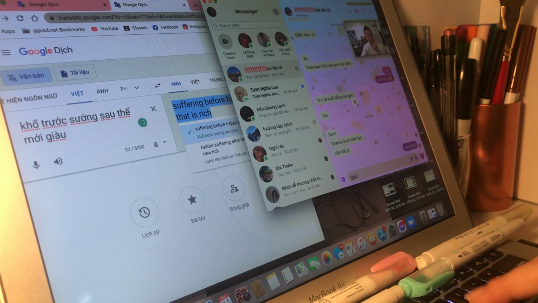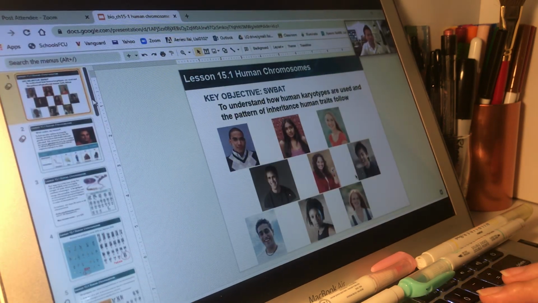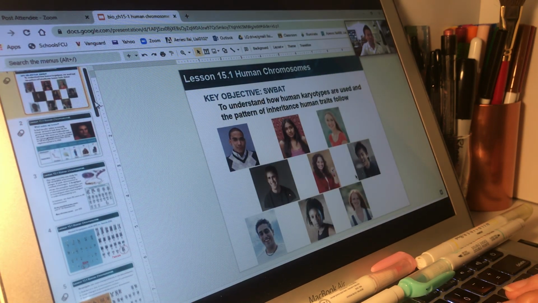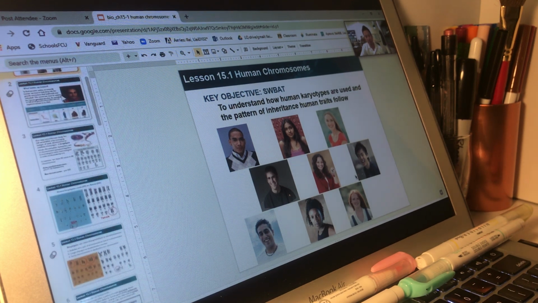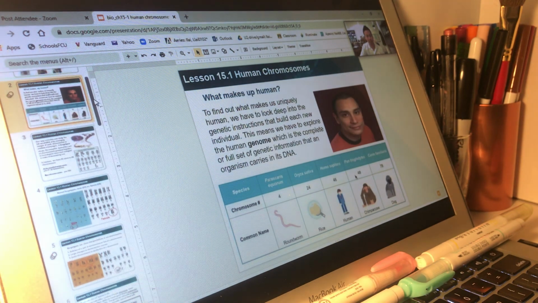Lesson 1, chapter 15, is to understand how human karyotypes are used and the pattern of inheritance in human traits. Okay, so our focus will be on using humans as an example to understand heredity. Okay, let's start with a little intro.